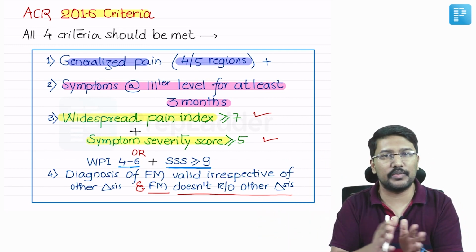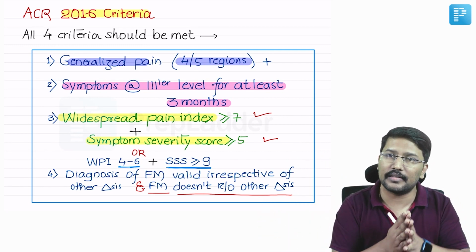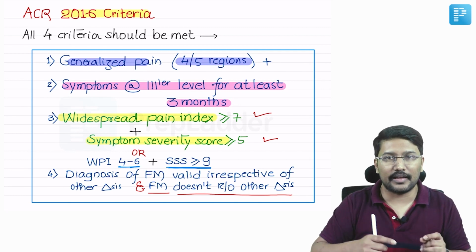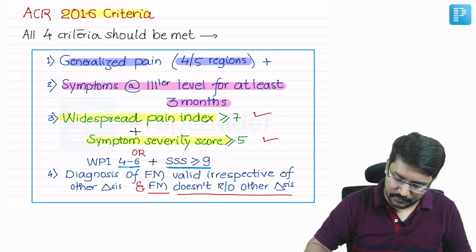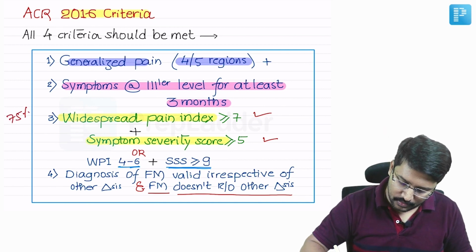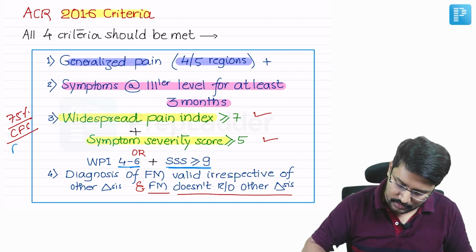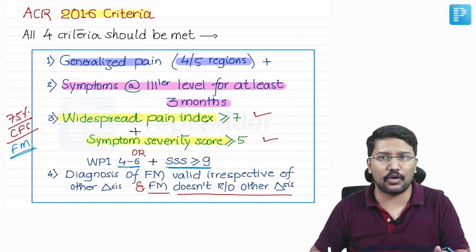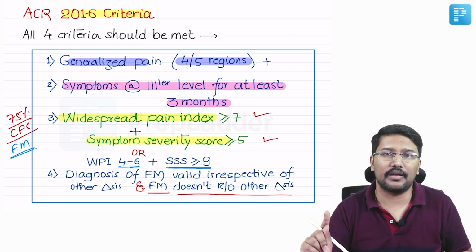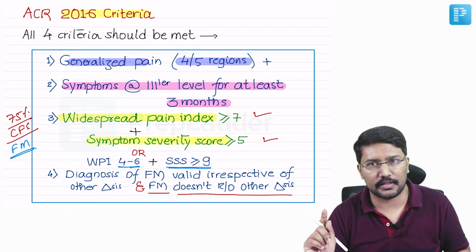There is one possible MCQ that can be asked from this: what is the most common diagnosis attached to fibromyalgia? Remember, 75% of the patients with chronic fatigue syndrome also satisfy the diagnostic criteria for fibromyalgia. So chronic fatigue syndrome is the most common diagnosis accompanying the diagnosis of fibromyalgia.